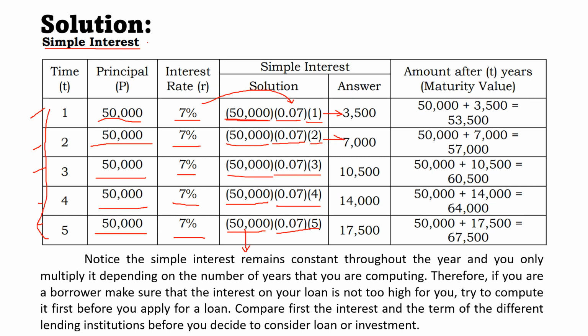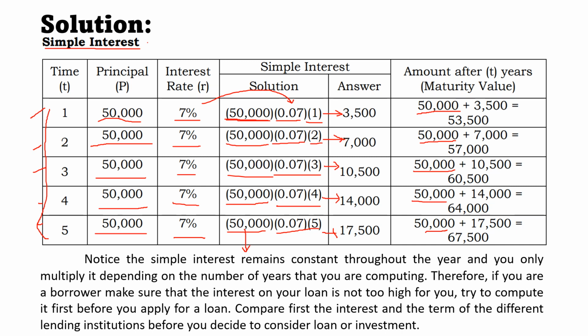For the second it is 7,000. For the third year it is 10,500. For the fourth it's 14,000. And for the fifth or last payment, it's 17,500. Now, for us to find the maturity value in each year, as you can see, the principal is still 50,000 pesos up to the last year of payment. What you will notice is that there is an increase in interest, but there is no increase on the part of the principal.